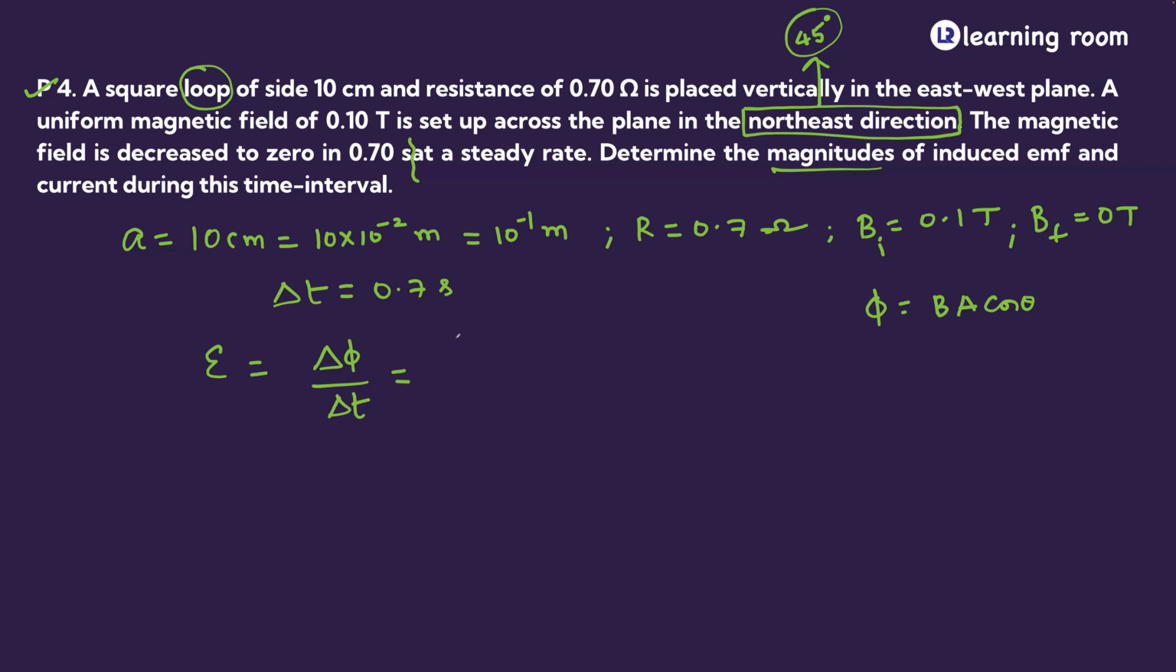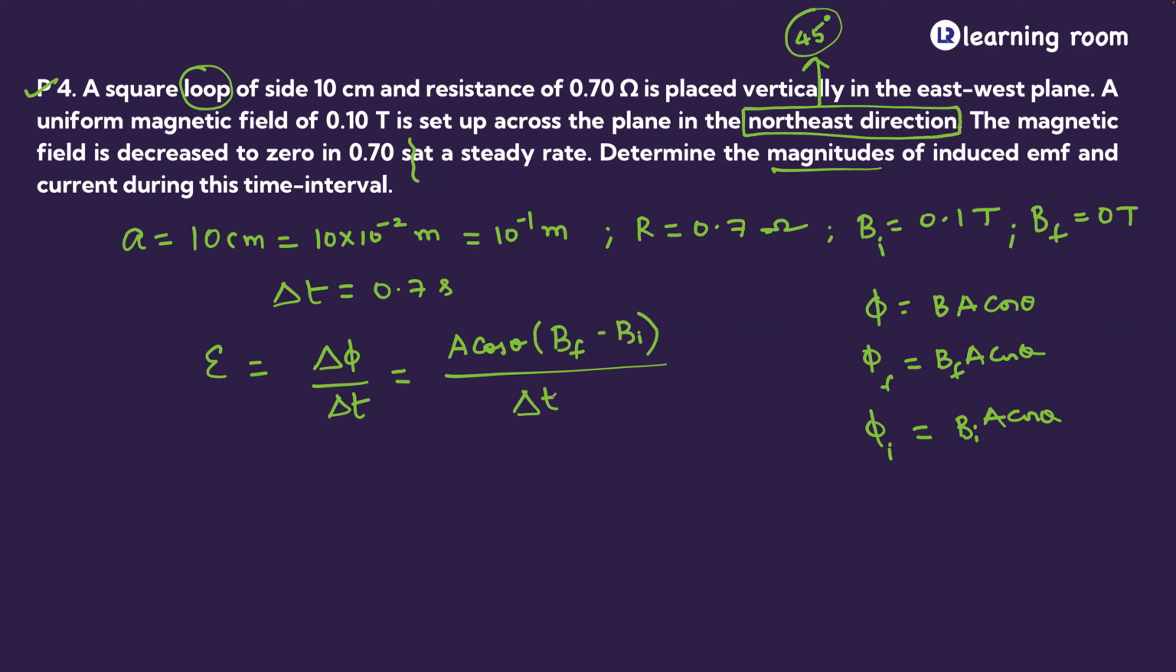Can I write it as A into cos theta multiplied with B final minus B initial? What I actually wrote is the same formula. What I did is phi final is going to be B final into A cos theta, because A is same, theta is same. Phi initial is how much? B initial into A cos theta, because they both are same. That is what I took here. So final minus initial. So I took A cos theta outside, B final minus B initial, the whole divided by delta t. I hope it makes sense.